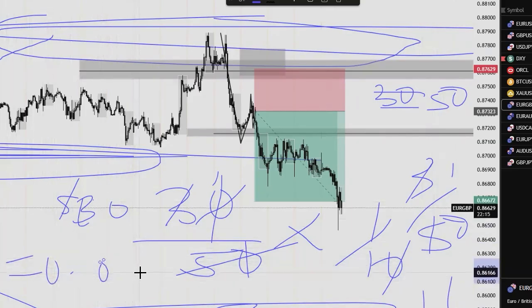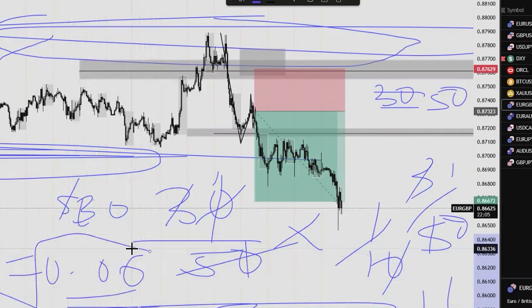0.05 or 6. 1/6. Yes. So your lot size in this case will be what? 0.06. 0.06 or 0.07, thereabout. Calculate it well. This is how to calculate it.